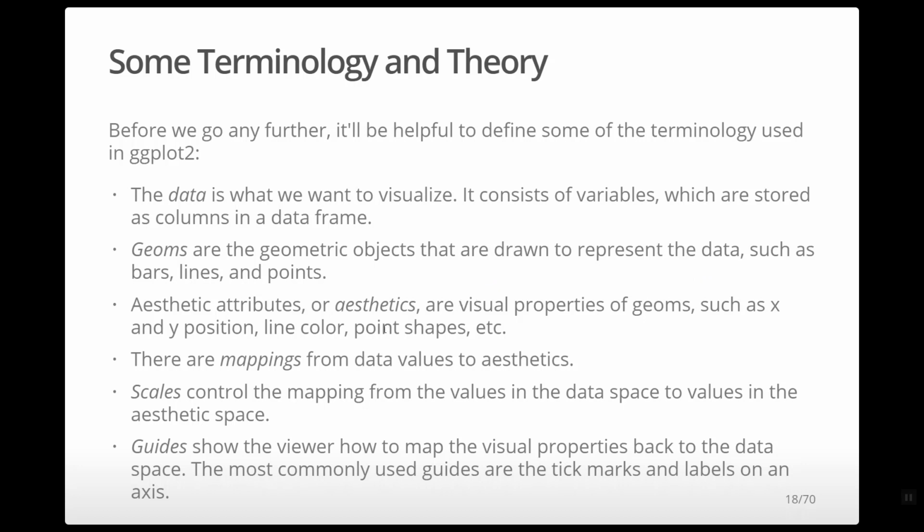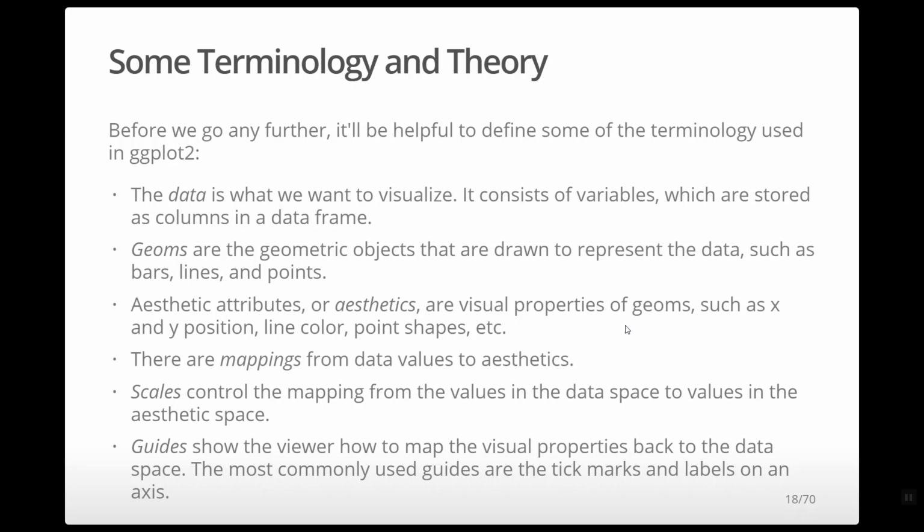And then the aesthetics are the properties of those geometries. Points have aesthetic attributes like the size of the point, the color of the point, the shape of the point, and the position of the point. Those are all aesthetic attributes. Bars will have aesthetic attributes: the height of the bar, the X position of the bar, you can even change the outline color and the fill color, or the transparency value of the bar. These are all different aesthetic attributes.